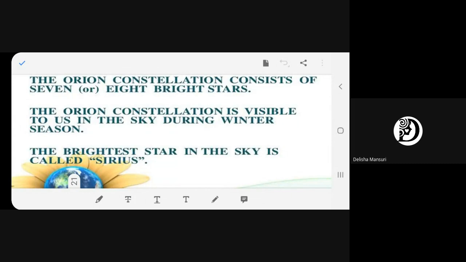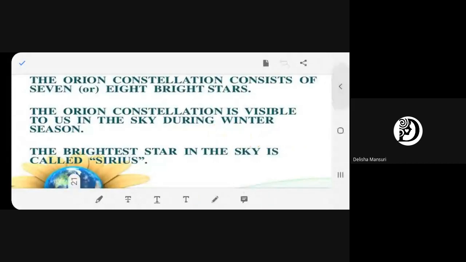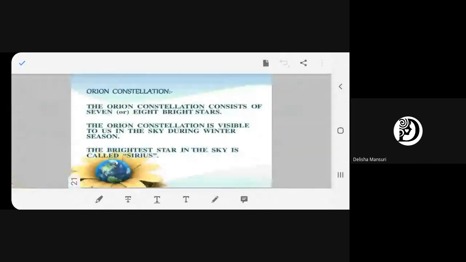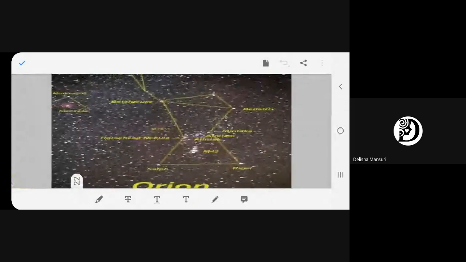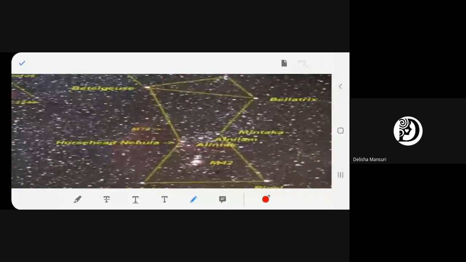It's also known as Hunter. What is the other name of Orion? Hunter. Now we'll see over here. You see this? This is the Hunter. There are three stars. This is called the belt. So the three middle stars represent the belt of the hunter.